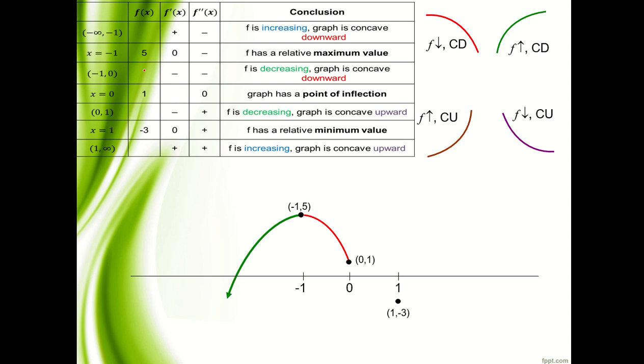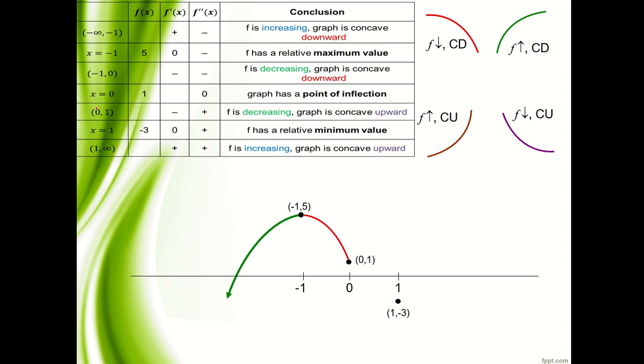Next, at this point, the graph has a point of inflection. So at x equal to 0, f of x is 1. So at this point there will be a change of concavity. So this is the point of inflection.